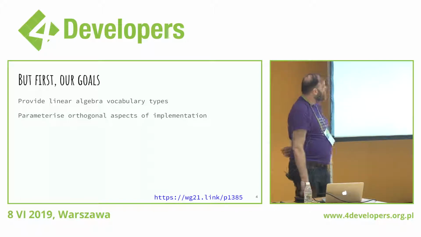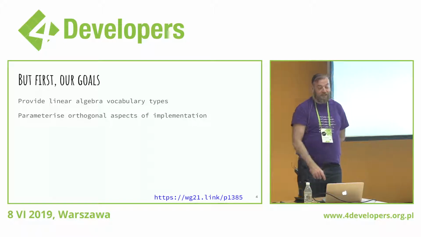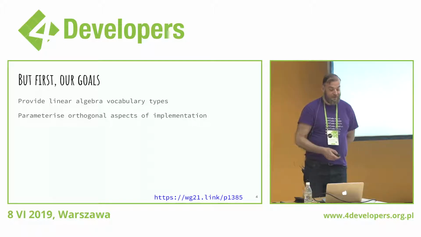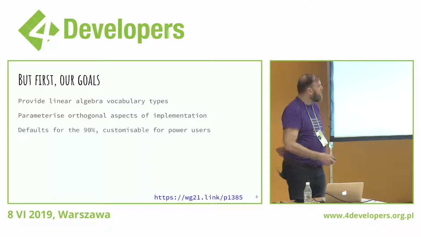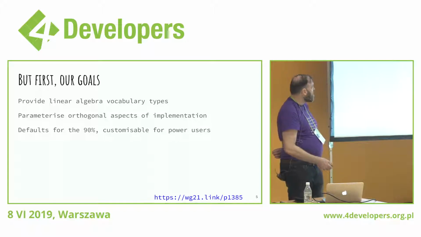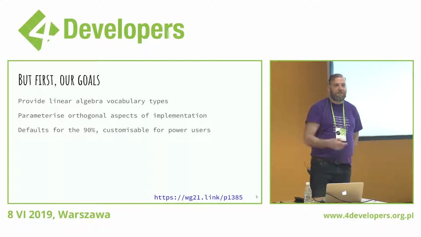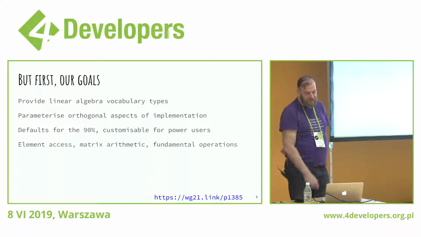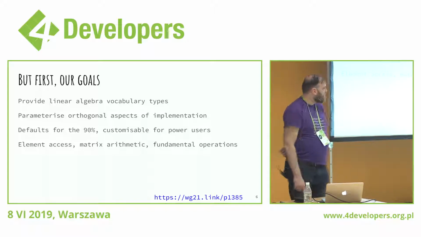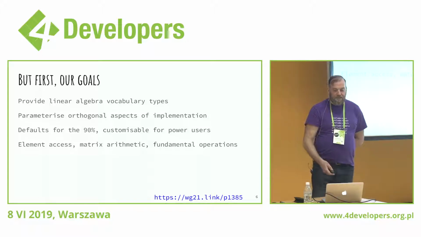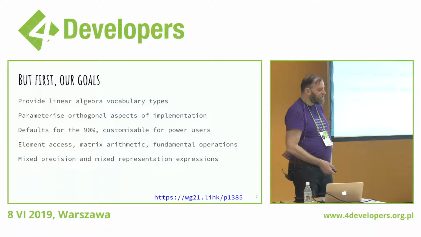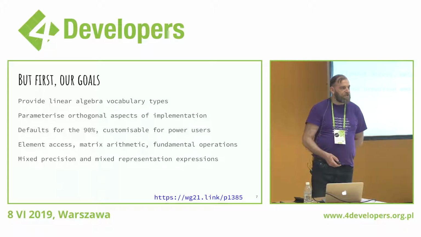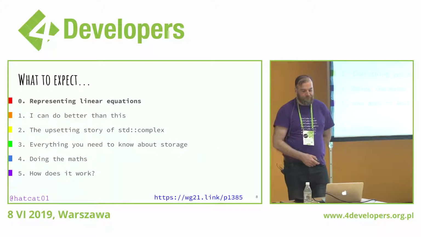We want to parameterize orthogonal aspects of implementation, which means use templates. There's all sorts of customization available to you when describing linear algebra. We want to make sure nothing is left out. We want to provide defaults for the 90%, so ideally you should just be able to use it out of the box without any worry. If you're a power user, you can customize away to your heart's desire. We want to include element access, matrix arithmetic, and fundamental operations. It needs to behave like a built-in type. And we need to support mixed precision and mixed representation expressions so that precision is never lost beyond reasonable expectation.